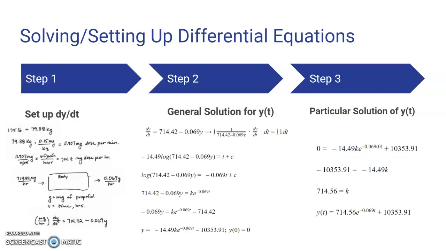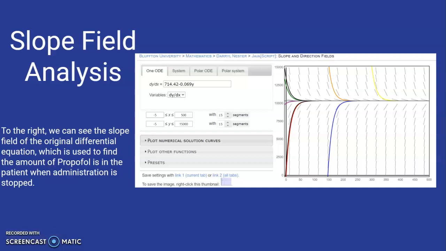Now, it is important that we understand that this is the particular solution to find the dosage of the drug in milligrams for the 10 minutes prior to the surgery as well as the 100 minutes during the surgery. Reading into this next slide, to the right, we can see the slope field of the original differential equation, which is used to find the amount of propofol in the patient when administration is stopped.